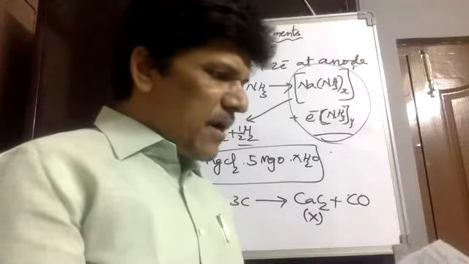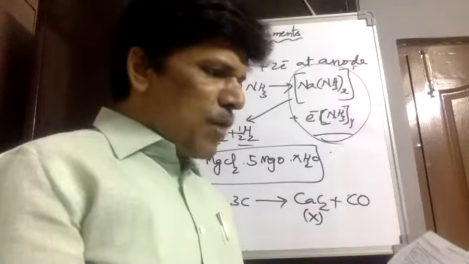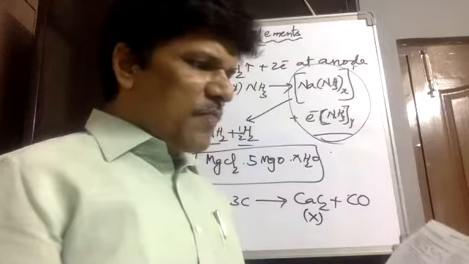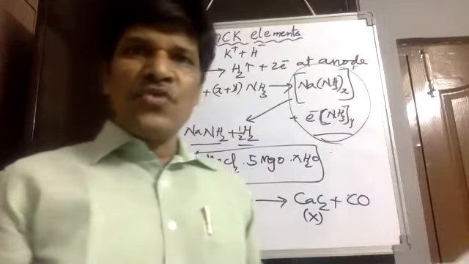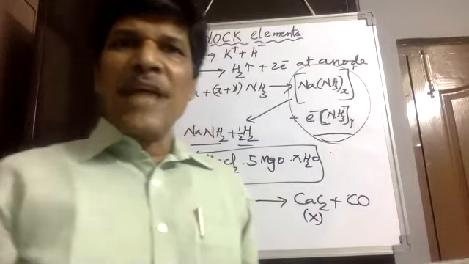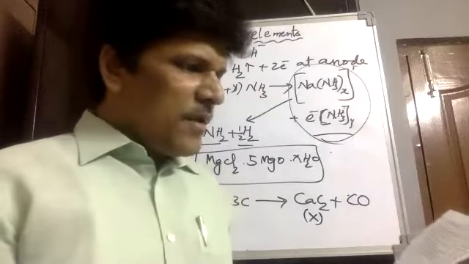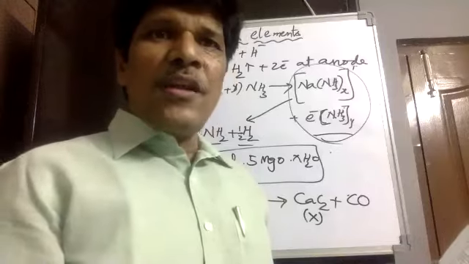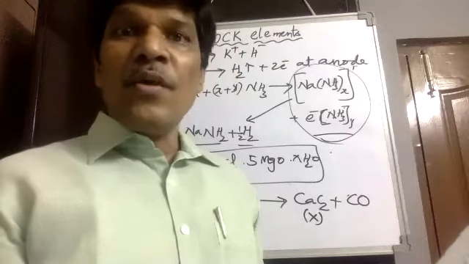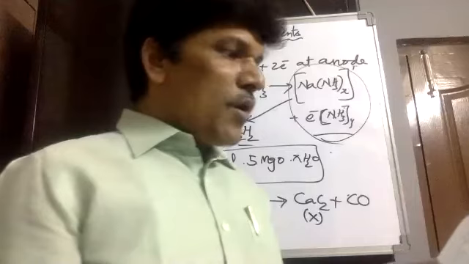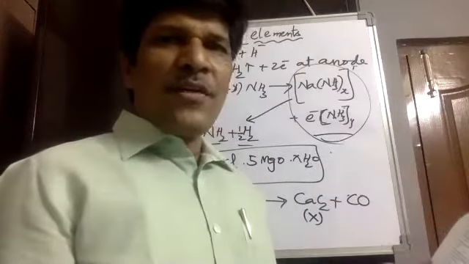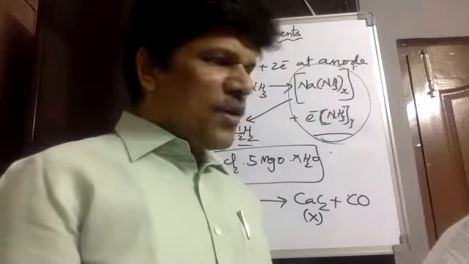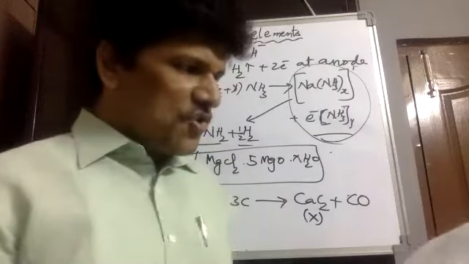That is B answer. 27. Electrolysis of molten sodium chloride leads to the formation of sodium at the cathode and chlorine at the anode. That is the answer. If it is aqueous sodium chloride, hydrogen liberates at the cathode and chlorine liberates at the anode. But molten shows sodium at the cathode and chlorine at the anode. Therefore, 27, D answer is correct.